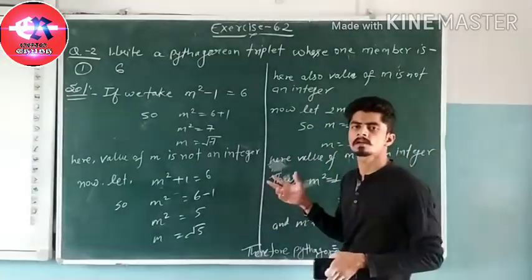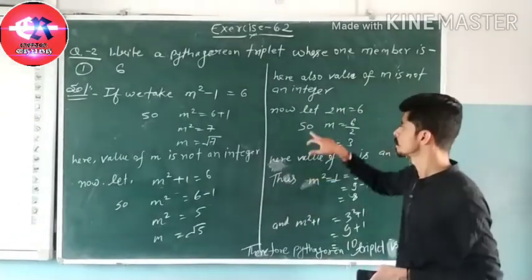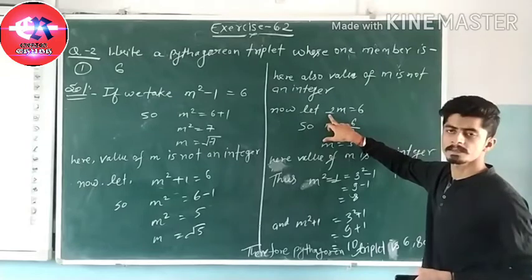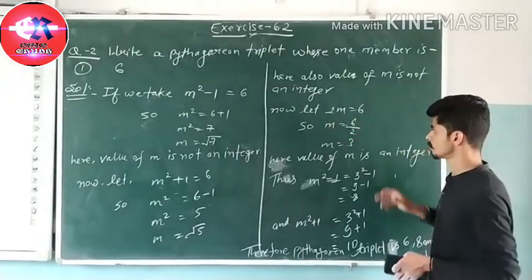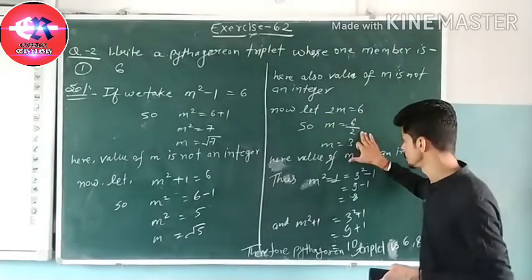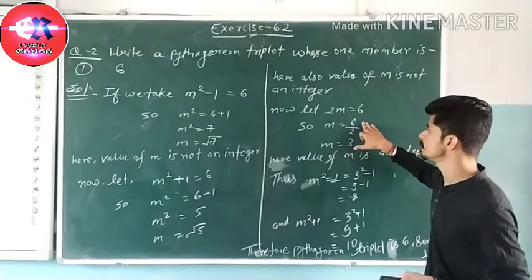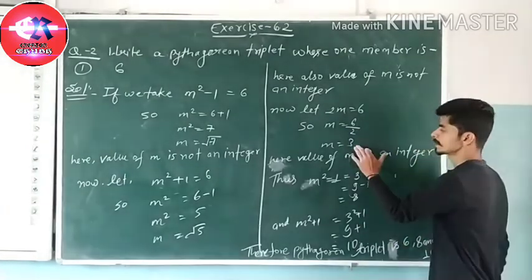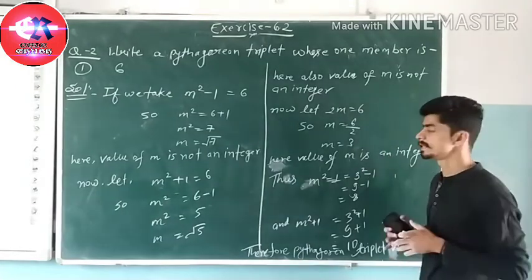Now we have only one option, to let 2m. So let 2m is equal to 6. Now 2 is in the multiplication form, it will be converted to the division form and it will divide 6 by 2. We get the value of m is equal to 3, and here 3 is an integer.